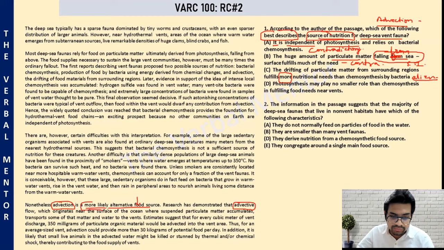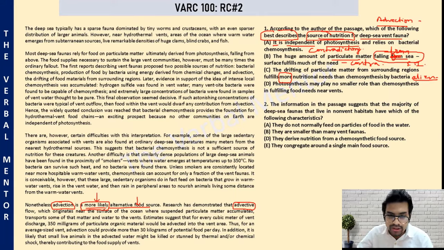And those of you who might cross question, sir, nonetheless, advection is more likely, it's written that it's more likely an alternative food source. Now, please note that it's more likely an alternative food source. Alternative to what? Alternative to chemosynthesis, bacterial chemosynthesis. So bacterial chemosynthesis is also there. It is at play. But in regions where it is not at play, advection could be the alternative food source, food supply. Therefore, a comparison between how much food is provided by advection and how much by chemosynthesis is never made. Both of them are there. Bacterial chemosynthesis alone is not operating. It is insufficient to provide food.